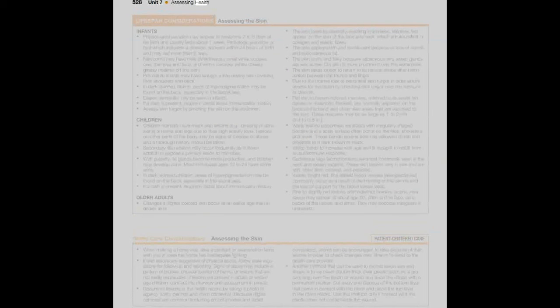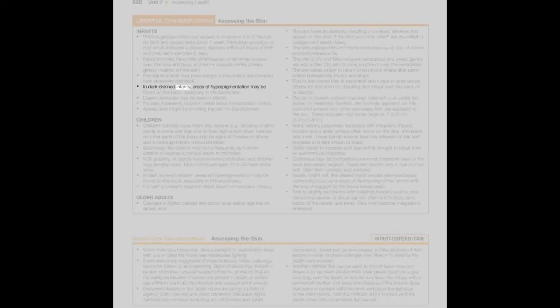528 Unit 7 Assessing Health. Lifespan Considerations Assessing the Skin. Infants: physiological jaundice may appear in newborns 2 to 3 days after birth, and usually lasts about 1 week. Pathologic jaundice, or that which indicates a disease, appears within 24 hours of birth, and may last more than 8 days. Newborns may have milia, whiteheads, small white nodules over the nose and face, and vernix caseosa, white cheesy, greasy material on the skin. Premature infants may have lanugo, a fine downy hair covering their shoulders and back.